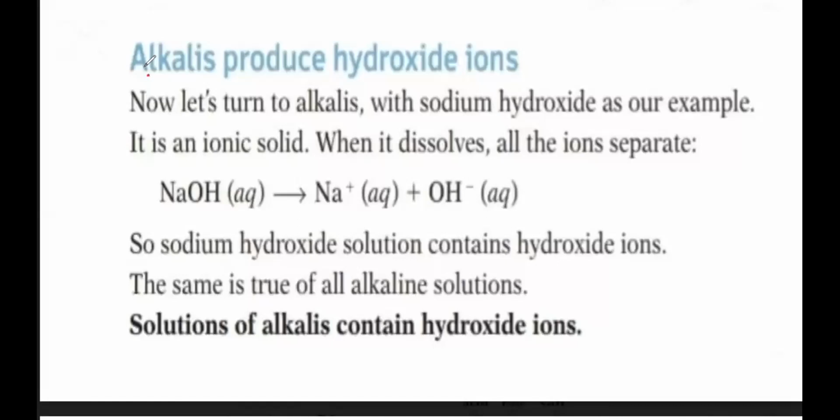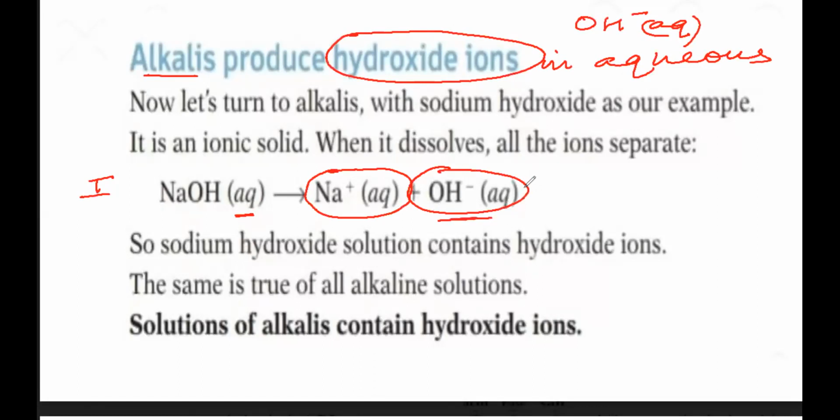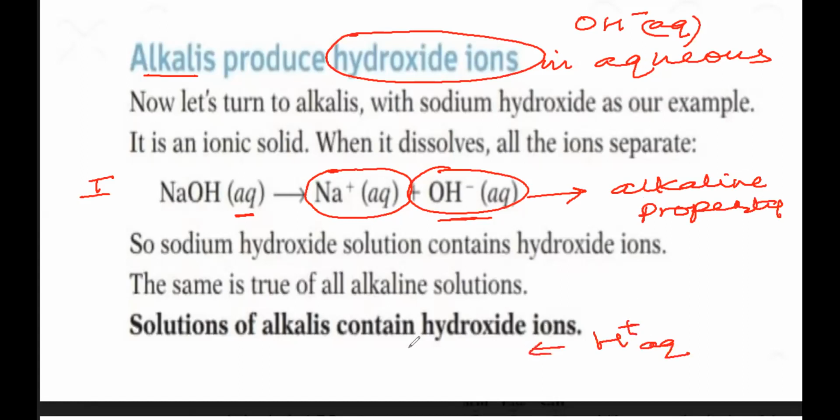If we need to define the alkalis, we'll say that the alkalis are the substances or chemicals which give hydroxide in aqueous solution because they are soluble in water. Here is an example. This is a group 1 metal, sodium. When sodium oxide or hydroxide is dissolved in water, it gives you sodium ions and hydroxide ions. The presence of the hydroxide ion gives it an alkaline property. Similarly, like the H positive ion in an aqueous solution gives any substance an acidic property, a hydroxide ion in an aqueous solution gives it an alkaline property.